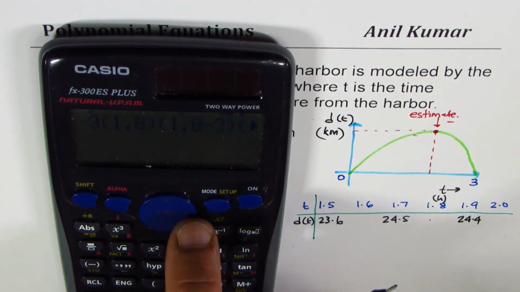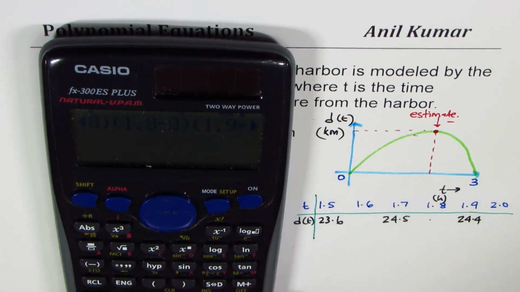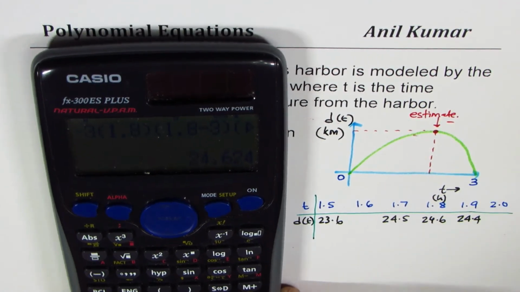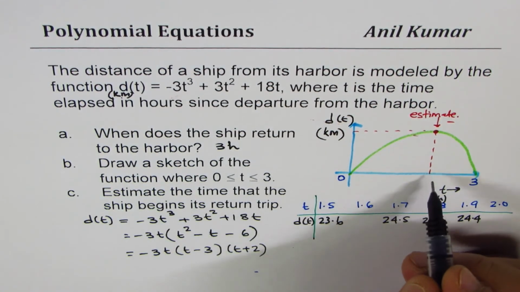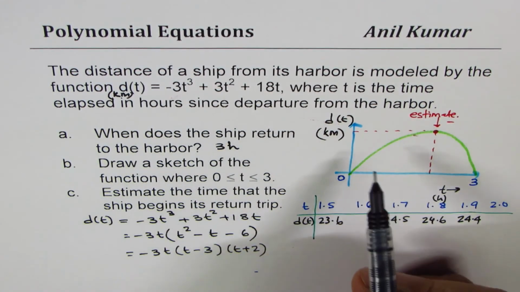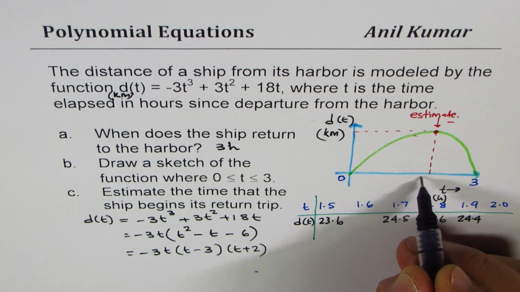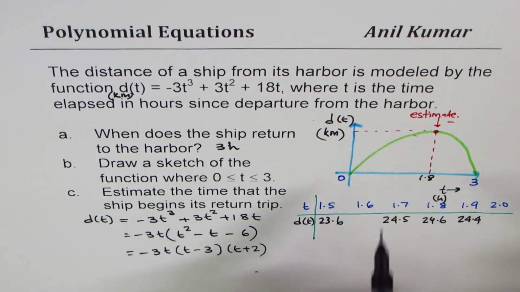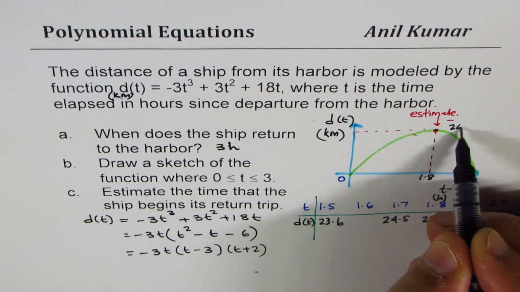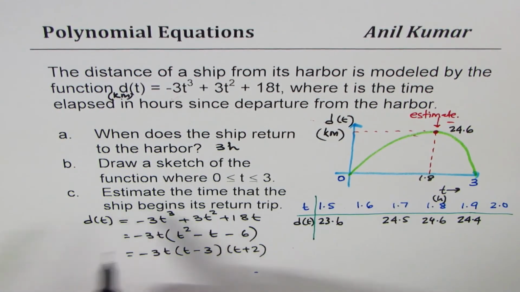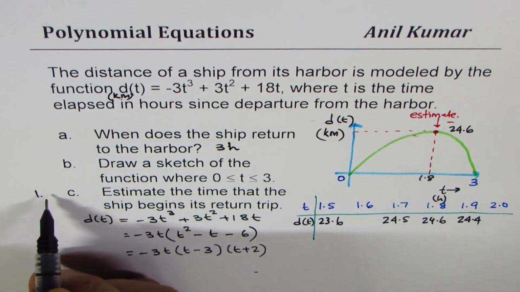And if you get this higher, then that is your return point, and that's a good estimate. Let's check. In decimals, we get 24.6, and it's indeed higher. So what we will say here is that the ship returns after 1.8 hours, right? So 1.8 hours, and the maximum distance seems to be 24.6 units. If kilometers, just put that. So the answer for the third part is that it begins to return after 1.8 hours.